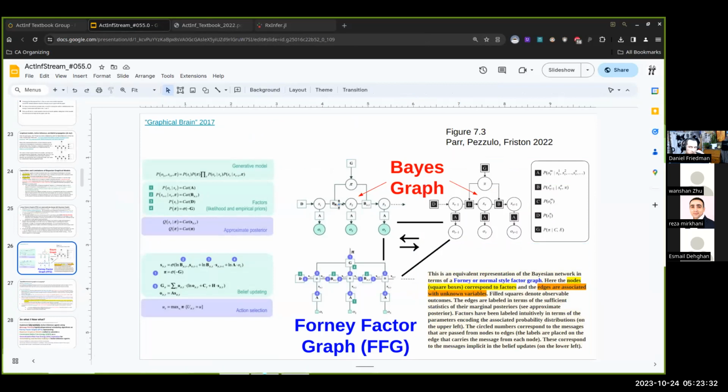Now this, which is to say 4.3, is equivalent to this Forney factor graph.